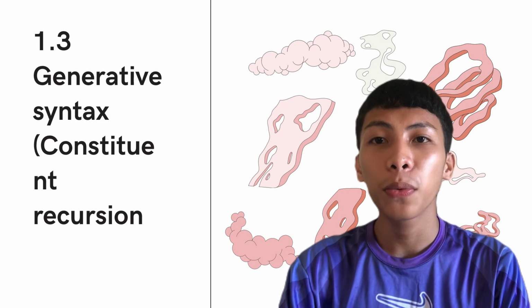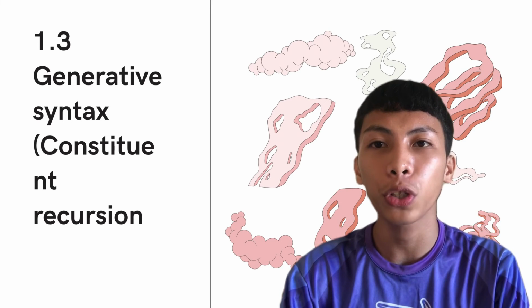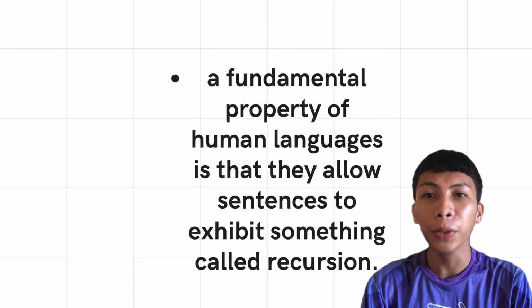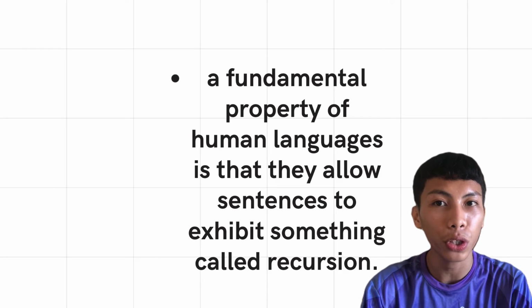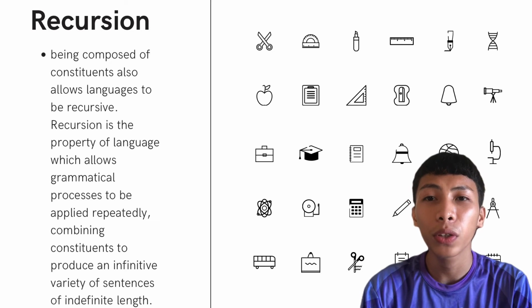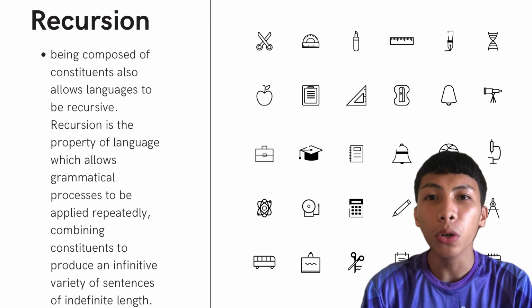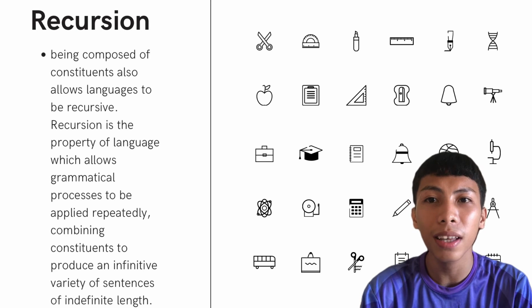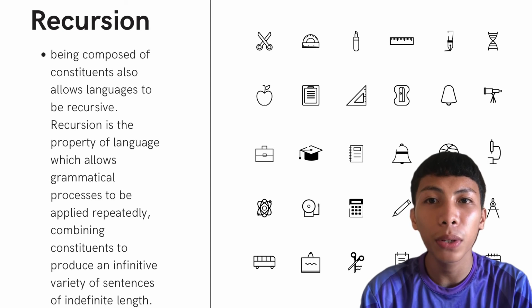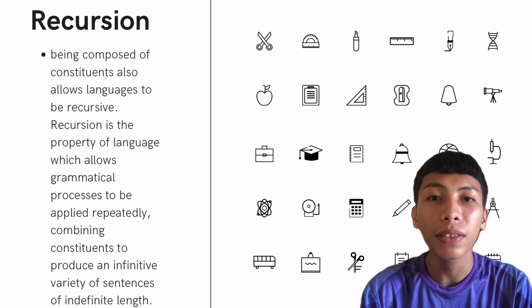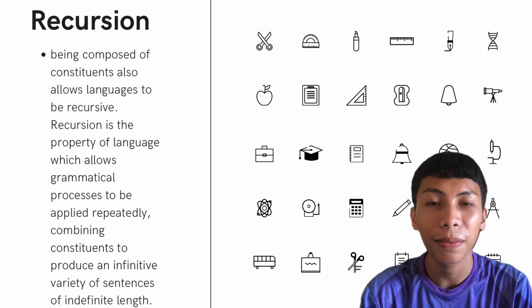So now the last one, which is constituent recursion. A fundamental property of human languages is that they allow sentences to exhibit something called recursion. Being composed of constituents also allows languages to be recursive. Recursion is the property of language which allows grammatical processes to be applied repeatedly, combining constituents to produce an infinite variety of sentences of indefinite length.